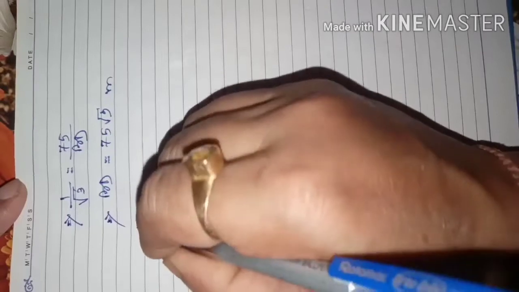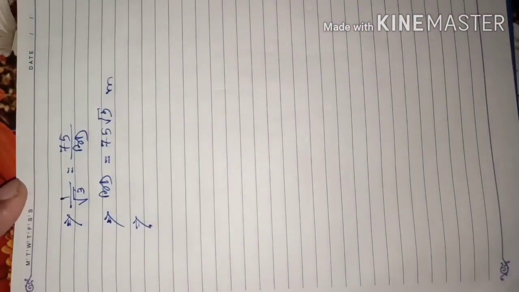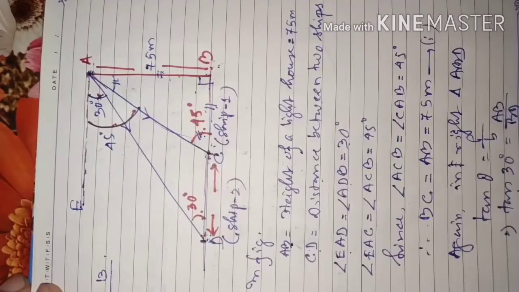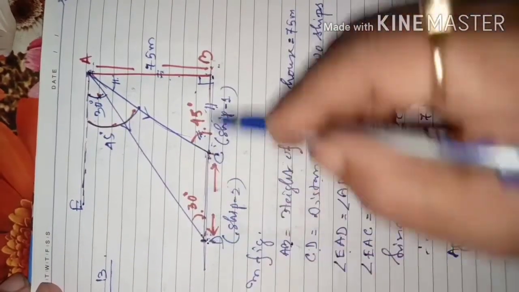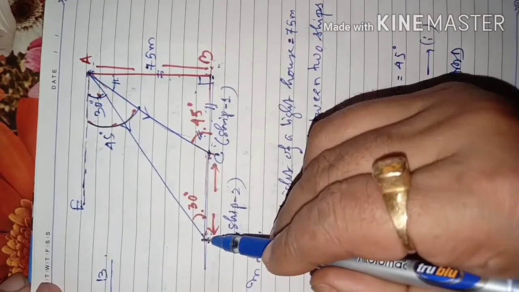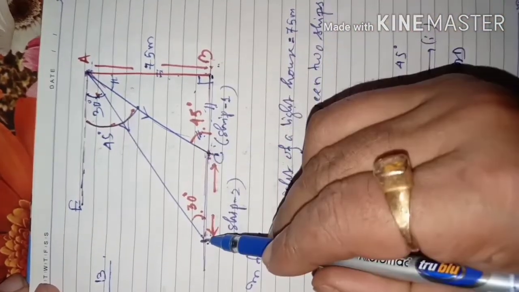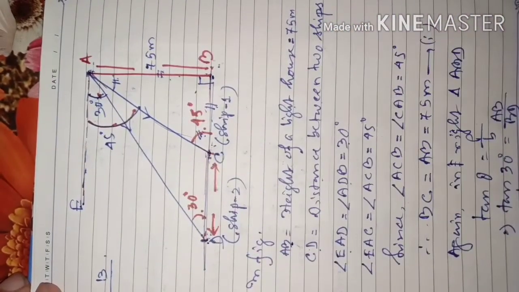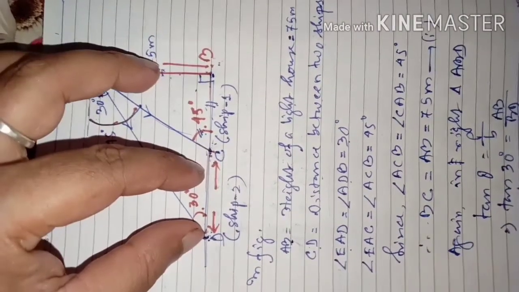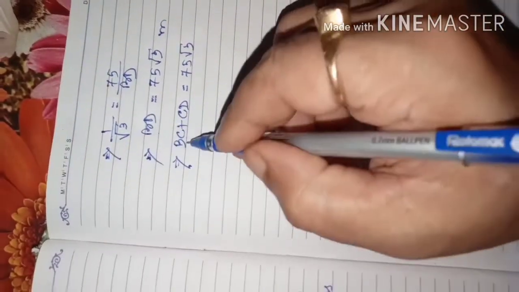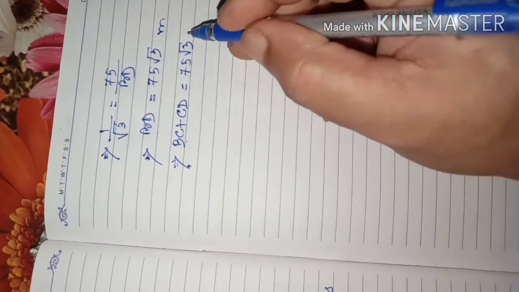Now you can say BD is actually the combination of CD and BC. Look at the diagram. B to D is actually BC plus CD. BC plus CD makes BD. So we can write this BD as BC plus CD. We are writing here BD as BC plus CD is equal to 75 root 3.